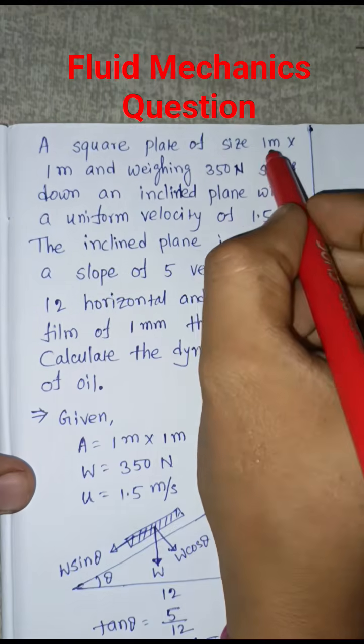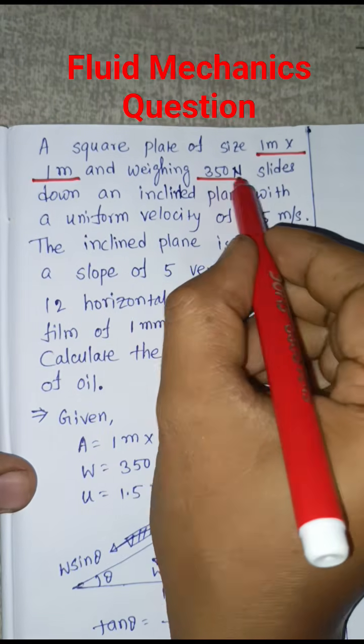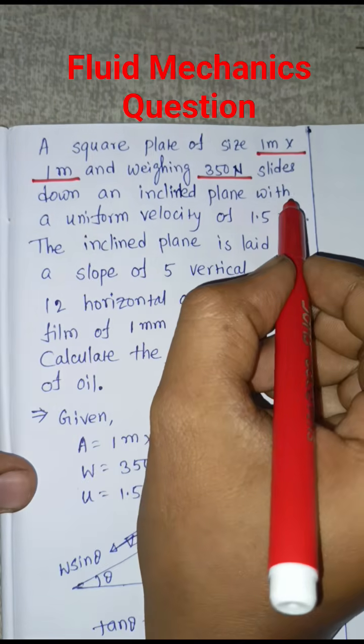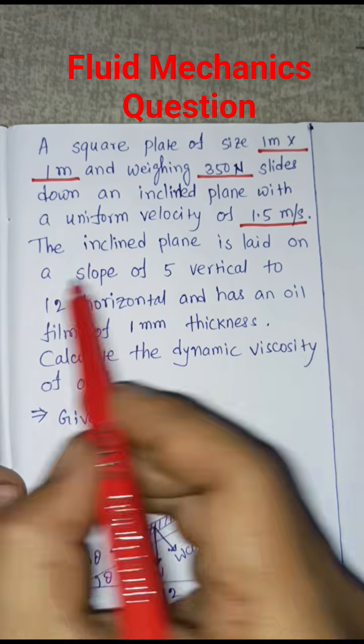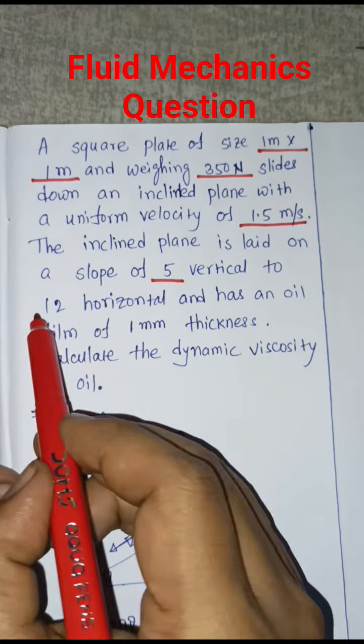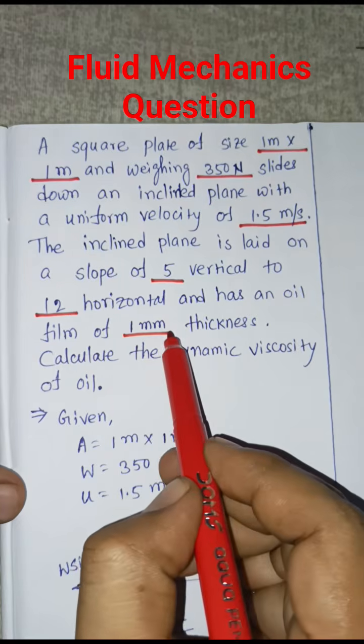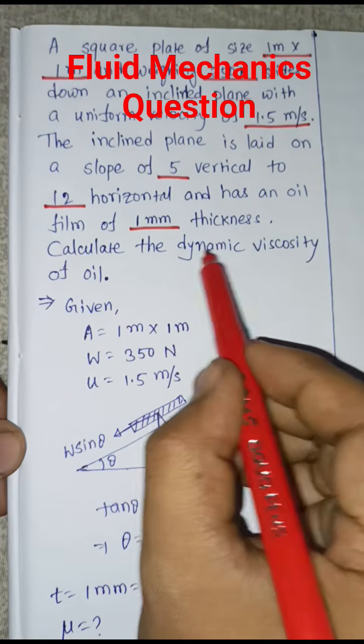A square plate of size 1 meter by 1 meter and weight 350 Newton slides down an inclined plane with a uniform velocity of 1.5 meter per second. The inclined plane is laid on a slope of 5 vertical to 12 horizontal and has an oil film of 1 mm thickness. Calculate the dynamic viscosity of oil. You have to find out the dynamic viscosity of the oil.